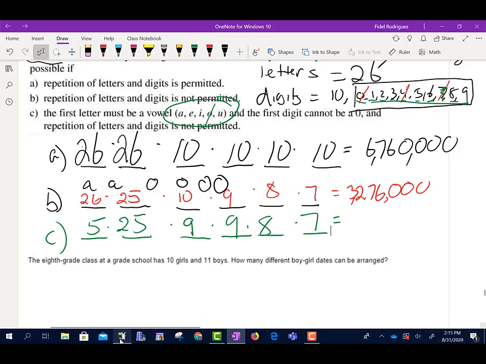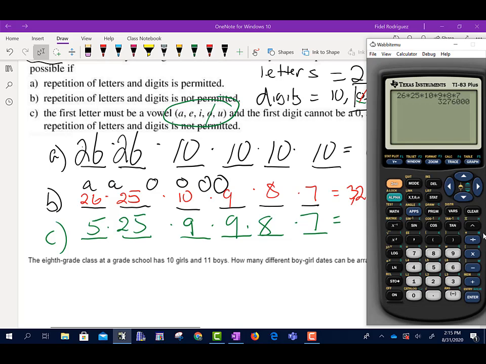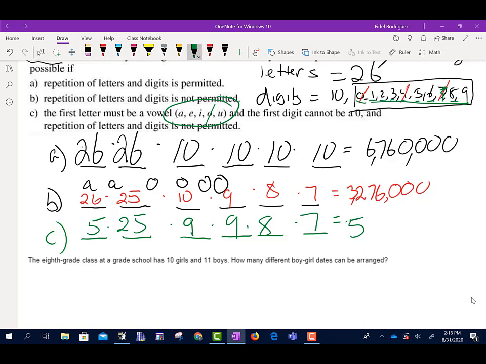Now what I'm going to do, I'm going to grab my calculator again, and I'm just going to multiply. Let me clear it. So 5 times 25 times 9 times 9 times 8 times 7. And I'm coming up with 567,000. Okay, 567,000. Okay, there we go.